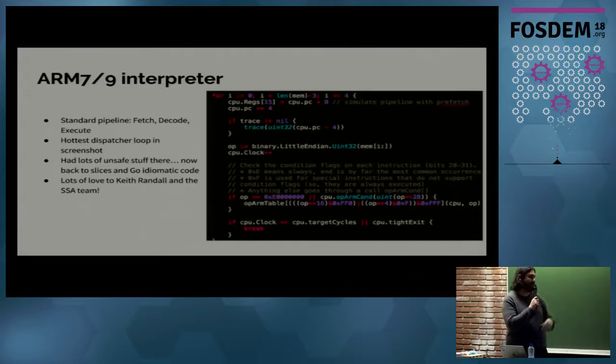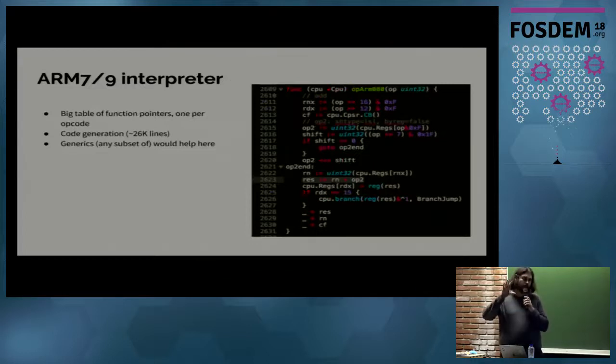You can see on the right the code is basically the main loop of the interpreter, fetching an instruction and running it. I used to have a lot of unsafe code in there, but then later Go versions optimized it a lot, and I went back to idiomatic Go with slices and everything. Really cool job made by the Go maintainers.